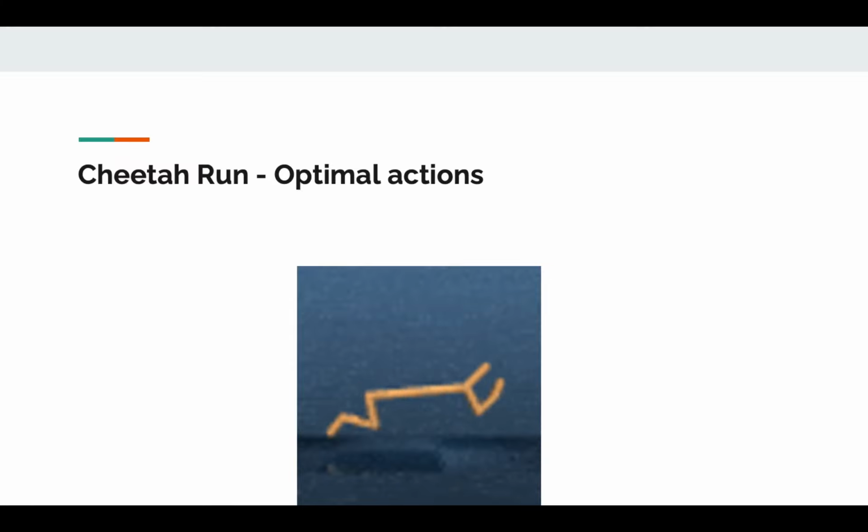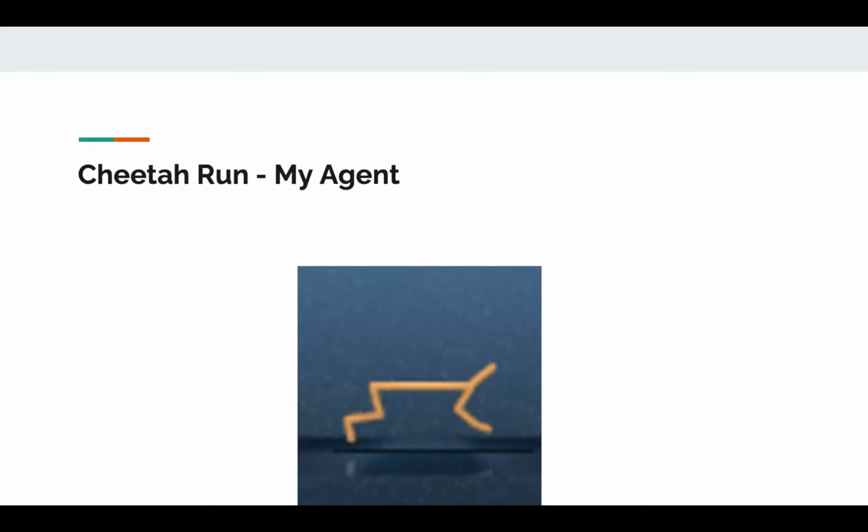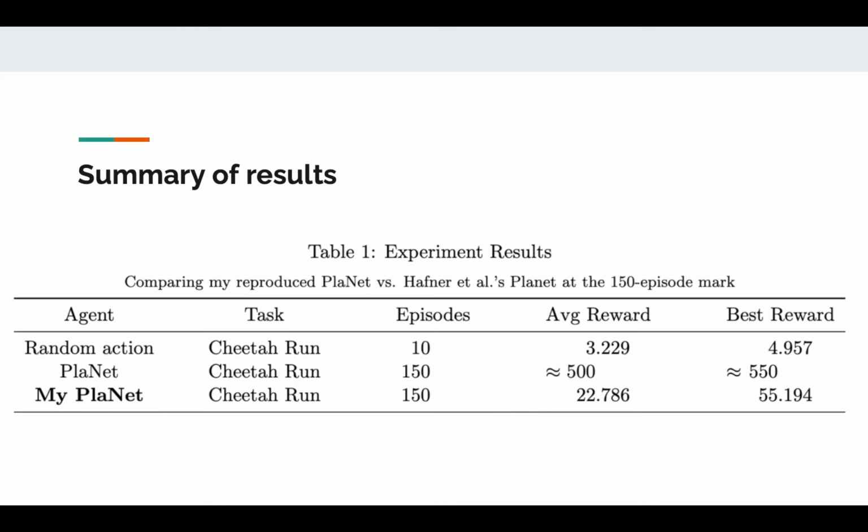This is what the task looks like when the agent is performing optimally. And this is what my agent looks like. At times you can see that it takes a small leap, but clearly my agent is far from optimal. This is a summary of the results. I trained the agent for 150 episodes and compared this to PlaNet's performance after 150 episodes. So my agent is approximately 10 times better than doing random actions and about 20 times worse than PlaNet's performance.